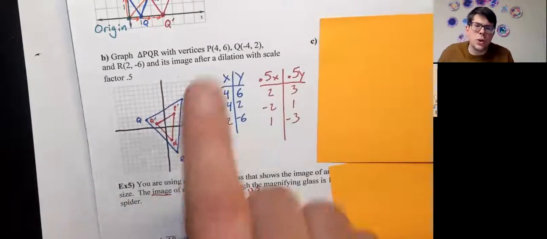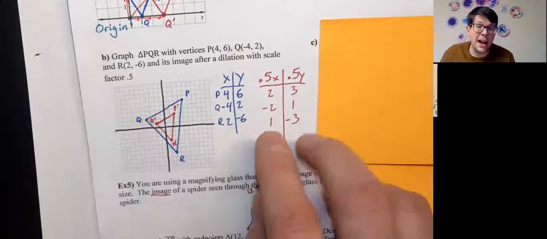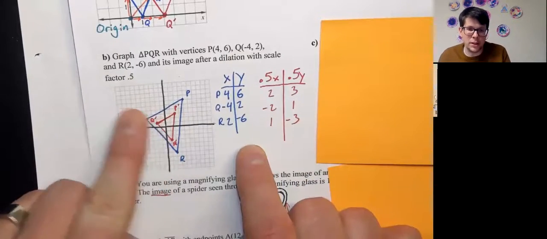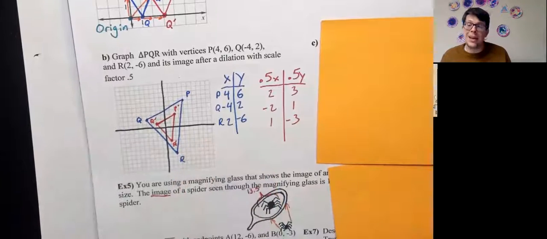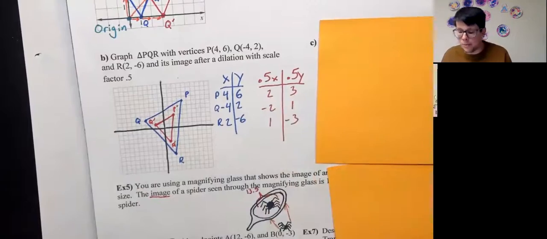Here you go. So you've built the table already, and then what you want to do is use your scale factor of 0.5. So this is going to be a reduction in size. So we're shrinking it down, and you can see our small triangle living inside of our bigger triangle. This would be a lot harder to do with the graph. So it's better to use the table for this one.